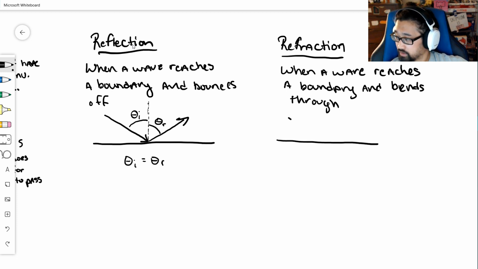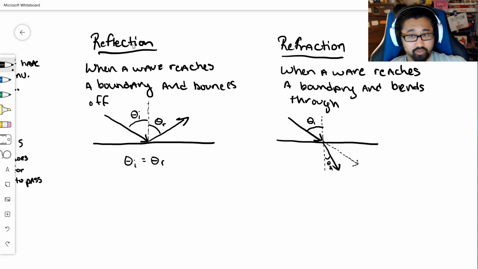Let's say you have a wave that comes like this. Well, instead of going straight through as you would expect it to, it will bend, right? And again, if I make my imaginary thing here, this time I'm just going to call it angle 1, and this is angle 2. There is a relationship between angle 1 and angle 2, which I will get into a little bit later when I talk more about equations. But for right now, refraction is what happens when a wave reaches a boundary and it bends through. So just like identifying which one is which: reflection bounces, refraction bends. All right.